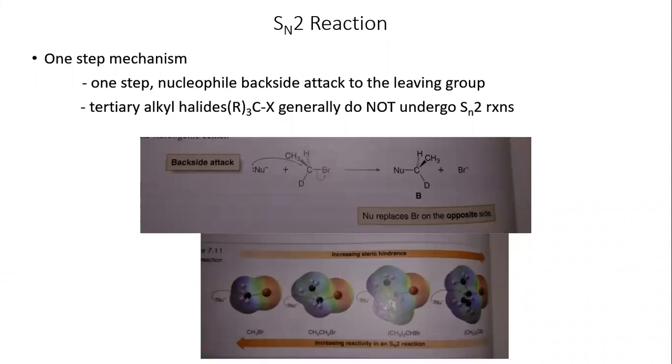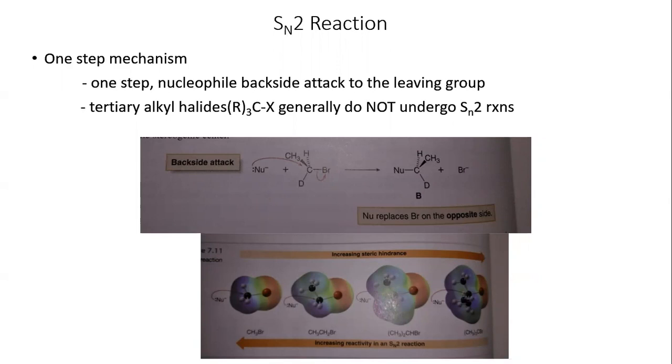In this 1 step, the nucleophile performs a backside attack to the leaving group. The leaving group is the halide that leaves. At the same time the halide leaves, the nucleophile attacks from the backside and reacts to form that carbon nucleophile bond. For SN1, there's no reason for it to attack from the back, because in SN1, you form the carbocation first and then the nucleophile attacks.